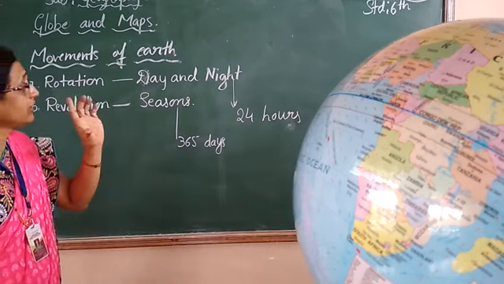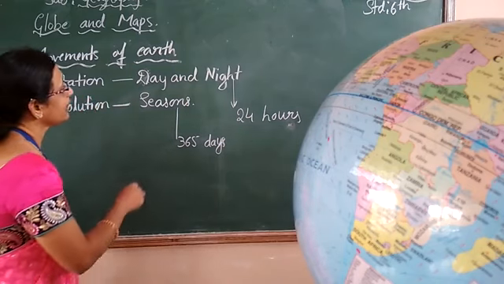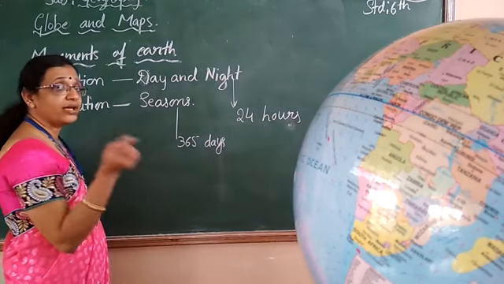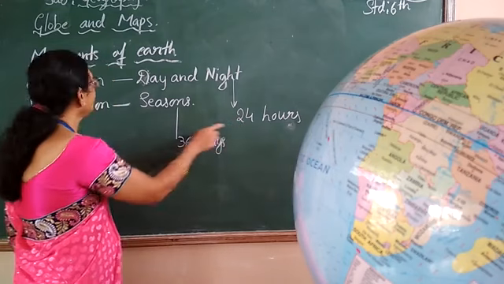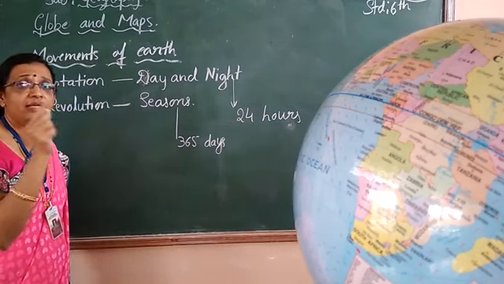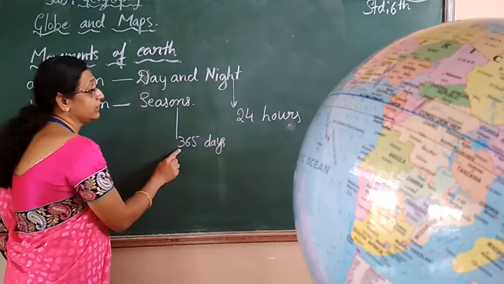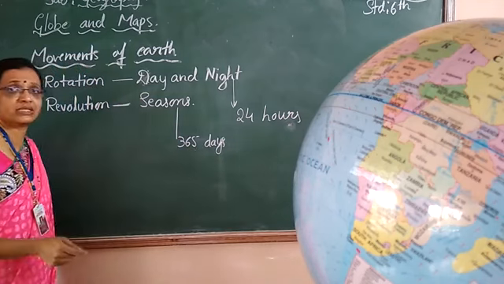Rotation means that the earth rotates around its axis, no? For that it takes 24 hours. To take one round of its axis, it takes 24 hours. Then revolution means around the sun. While spinning only, it will take the round of the sun. To complete one round, it takes 365 days. From that only we are getting the seasons.